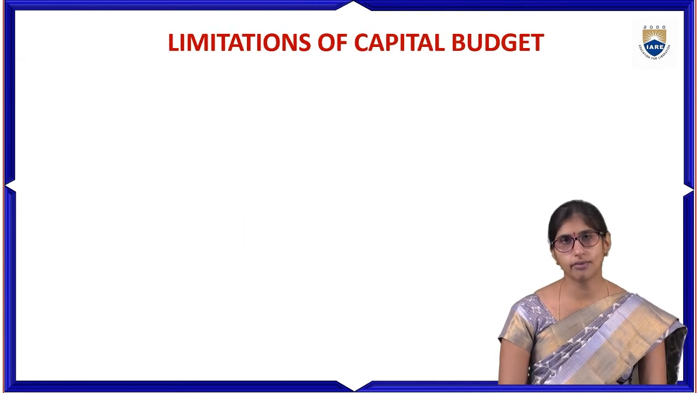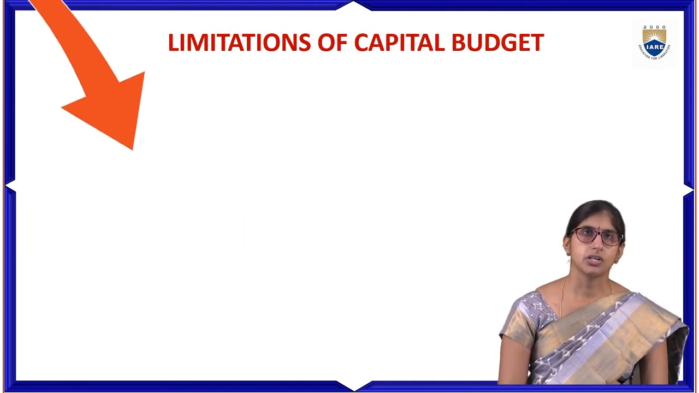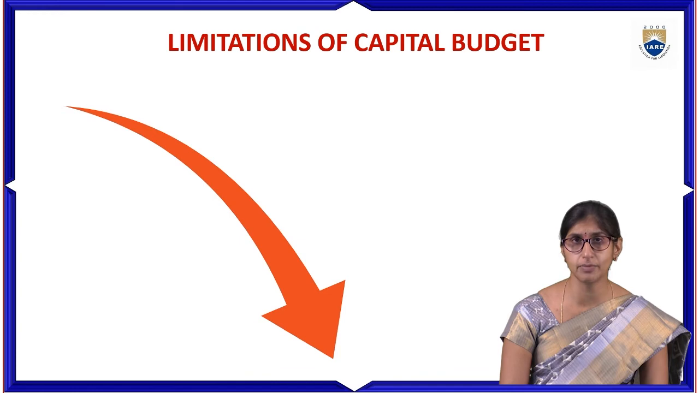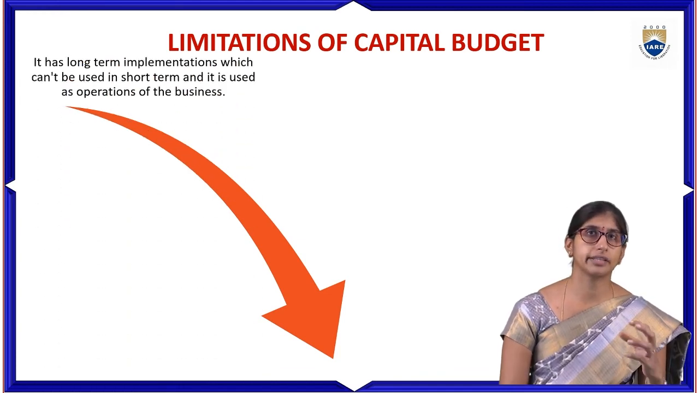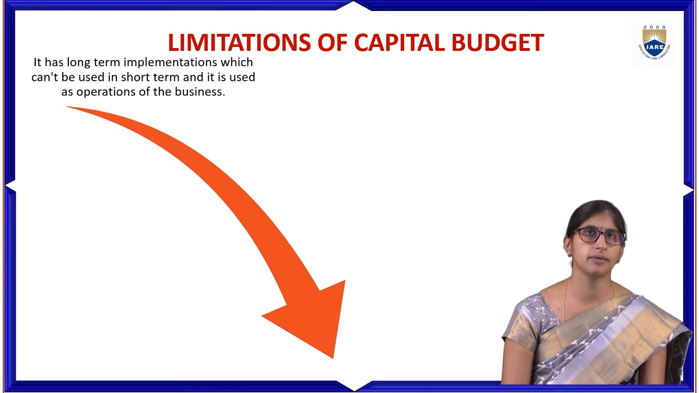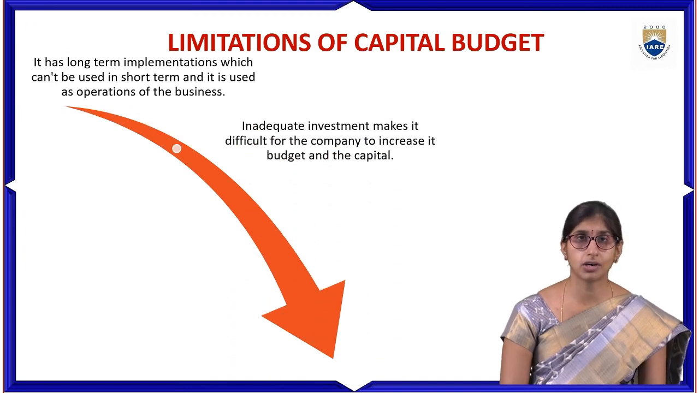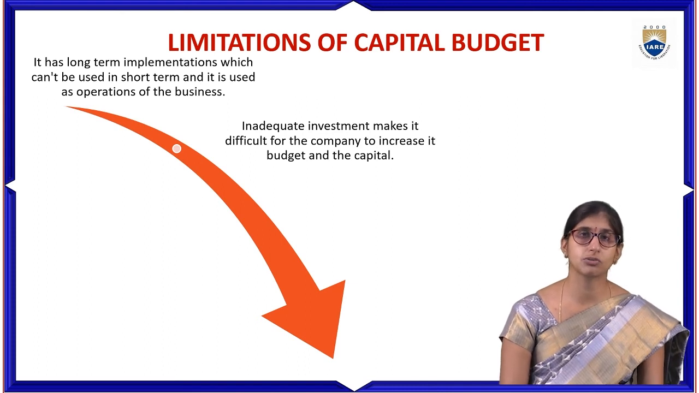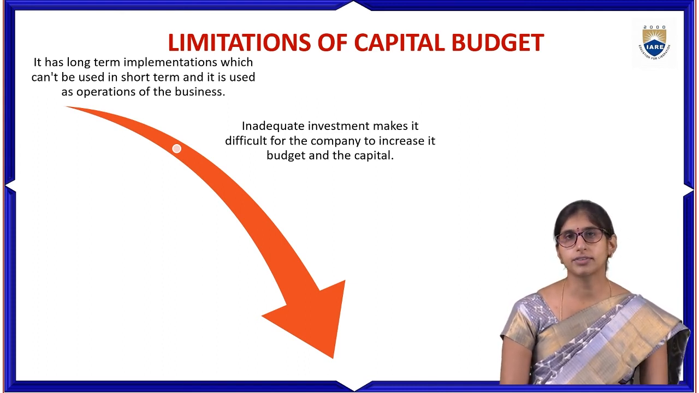And then we move on with the limitations of capital budgeting. Coming to the limitations of capital budgeting, it does have certain limitations, like it is a long-term implication. Once the money is committed, it cannot be taken back. So it is not a short-term operation. It is used in the operations of the business, so it is going to be there for a longer duration. So if there is any problem in the project, still the project has to be continued. So it is one of the limitations.